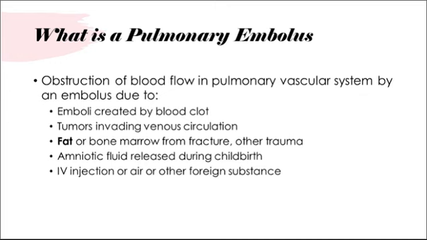So what is a pulmonary embolism? Obstruction of blood flow in the pulmonary vascular system by an embolism. It can be a blood clot, it may be a tumor, it can be fat or bone marrow from a fracture or other trauma, amniotic fluid released during childbirth, IV injection of air or foreign substance. I bolded fat because fat emboli are the most common non-thrombotic or non-blood clot type of cause of a pulmonary emboli. It's usually from a fracture of a long bone or adipose tissue or liver trauma.